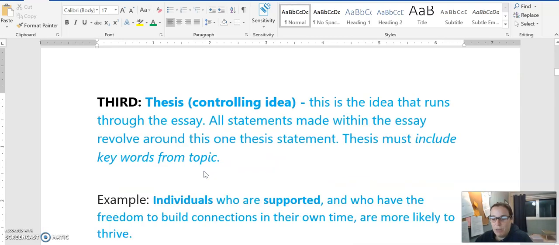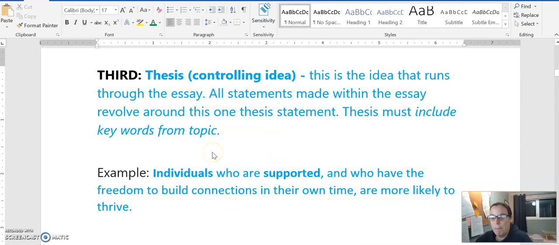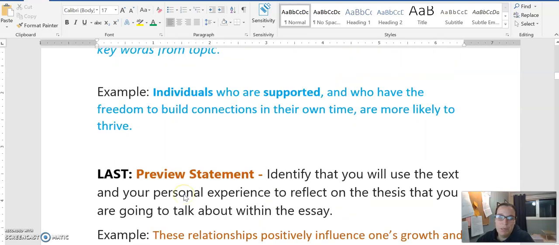Then what you need to do is your thesis. So this might sometimes be the hardest thing to do, but it's the most important because it's going to be the thing that you're revisiting over and over throughout your essay. So all statements made within the essay revolve around this one thesis statement, and it must include key words from the topic. So an example is, individuals who are supported and who have the freedom to build connections in their own time are more likely to thrive. So I've chosen to use the word supported instead of influenced, but I am using a synonym or a type of influence for my thesis here. So I definitely have a key word for my topic in here, and I am talking about individuals.